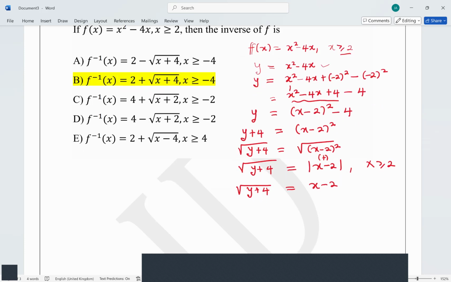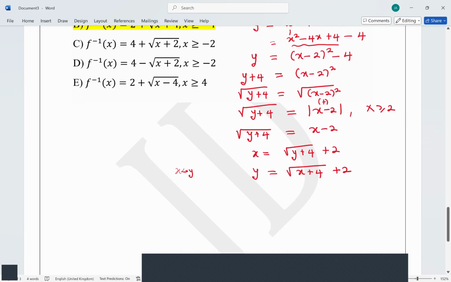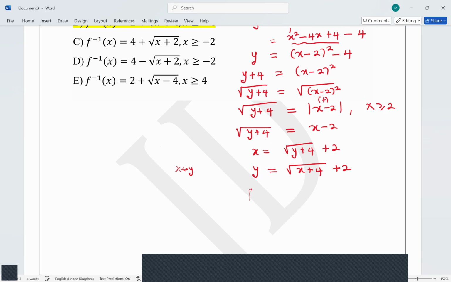So from here, we can solve for x. So what is x? x is just going to be root of y plus 4, then plus 2. Now we can interchange between x and y. So you have y is root of x plus 4 plus 2. Now we can remove y and put f inverse of x. So this is f inverse of x is equal to root of x plus 4 plus 2.